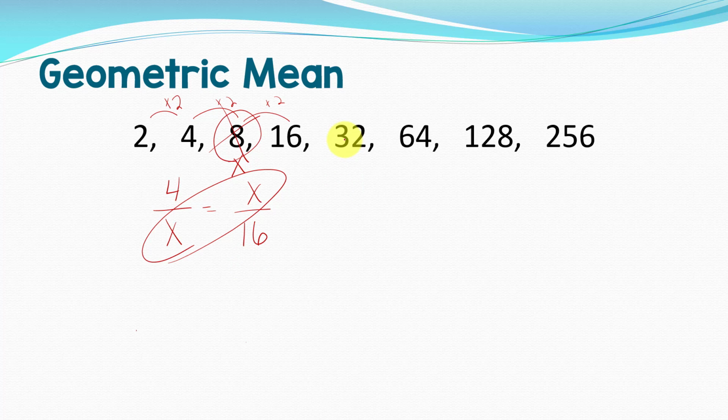So to solve this, I'm just going to cross multiply. X squared is going to equal 4 times 16, which is 64. And then to get x by itself, I undo x squared by taking the square root of each side. So the square root of x squared is just x. And then I'm going to recognize that 64 is a perfect square. Square root of 64 is 8. So I can say that 8 is the geometric mean between 4 and 16.